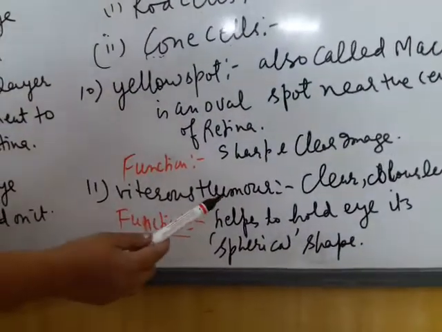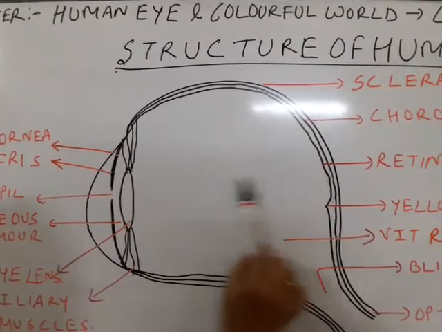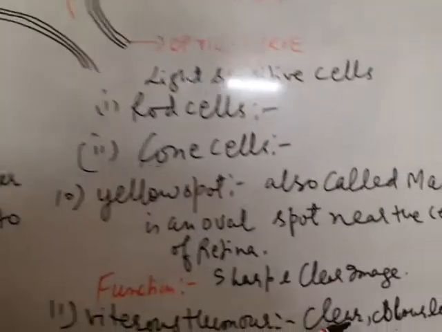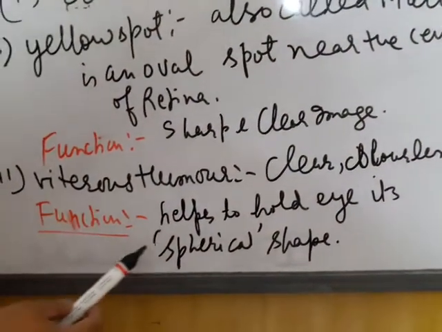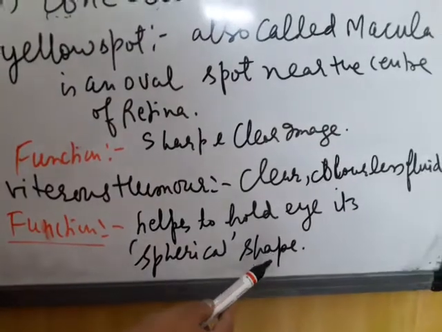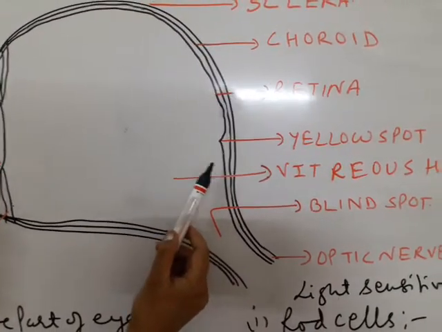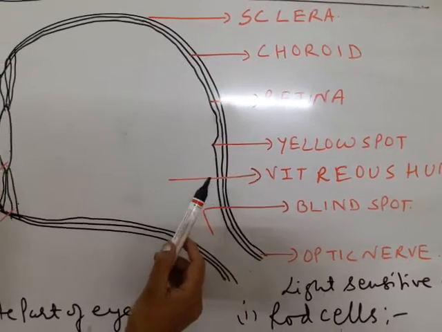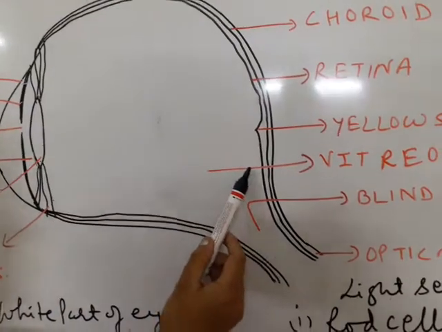Vitreous humor. This portion between the eye lens and retina is filled with a clear transparent fluid which is called vitreous humor. The function of vitreous humor is that it helps to hold the eye in its spherical shape, and it also protects the retina from shocks and damages. It also helps in the formation of the image on the retina.